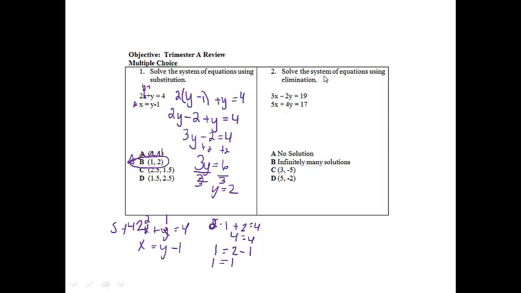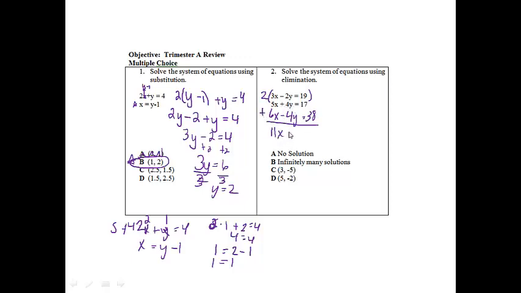All right, the next one, solve the system of equations using elimination. Remember, we would like to eliminate either the x or the y. I'm going to multiply this top equation by 2 to make that happen. So I'm going to get 6x minus 4y equals 38. And then I noticed right here, if I were to add the two equations, the y's would cancel out.